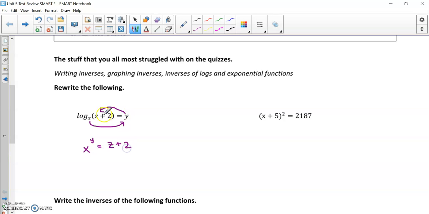Now don't get thrown off by the fact that there's more than one thing in these parentheses. It really doesn't matter. Whatever is in those parentheses is going to go in the position that it originally belongs to. Alright, so this is my answer.